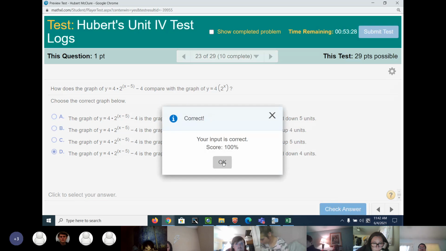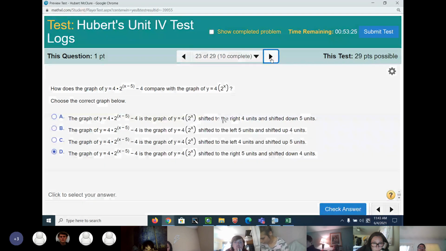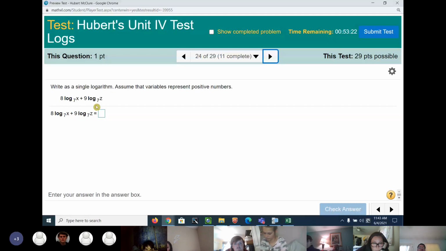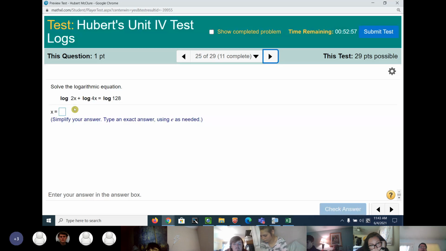I need to take some of these off. Write as a single logarithm. We already did that. That'd be log 7x to the 8th plus log 7z to the 9th. And then that would be log 7x to the 8th times z to the 9th. And I think we did one like this in class. Solve, we did one like that about 5 or 6 questions back.